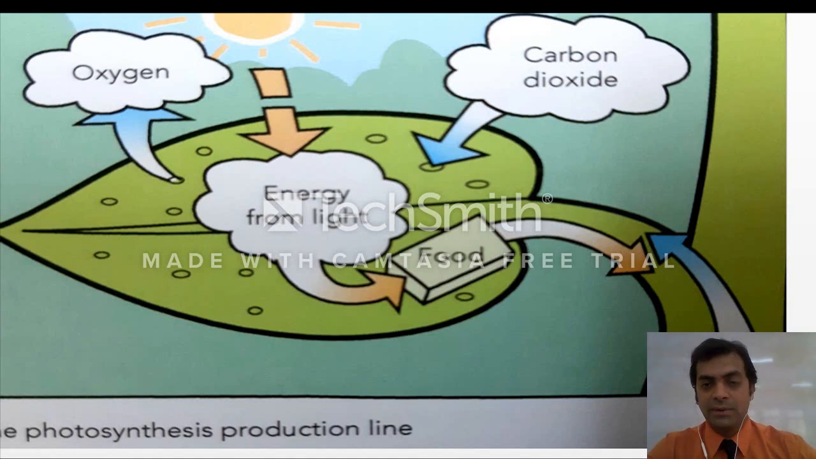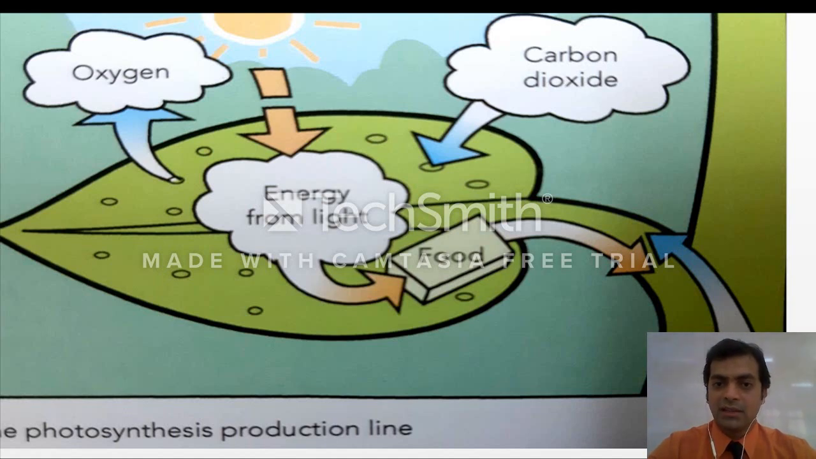So this is a production line in the leaf, the photosynthesis production line, in which water is a raw material, carbon dioxide is a raw material, and energy from the sunlight is the driving force. Water and carbon dioxide, the raw materials, join together and make the food, and as a result you get oxygen as a waste which is released.